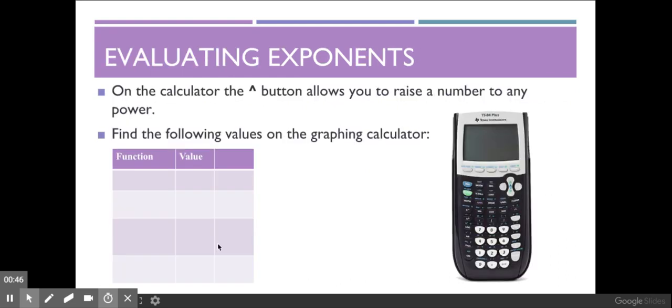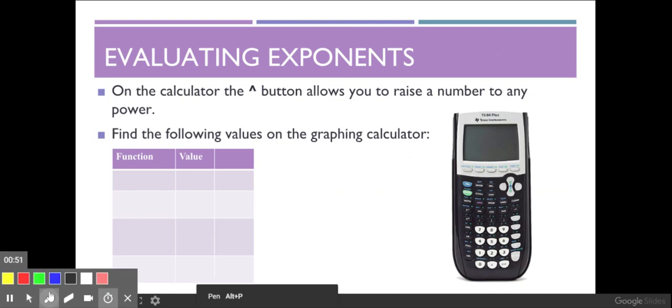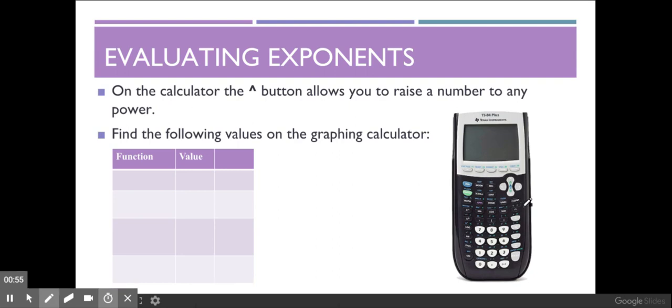So to evaluate exponents in exponential functions, there's a button on the calculator. This button is right below clear. When you type in, you would type in your base first and then press this exponent button. Then whatever power you're evaluating, you would plug that number in and then press enter to see what it equals.